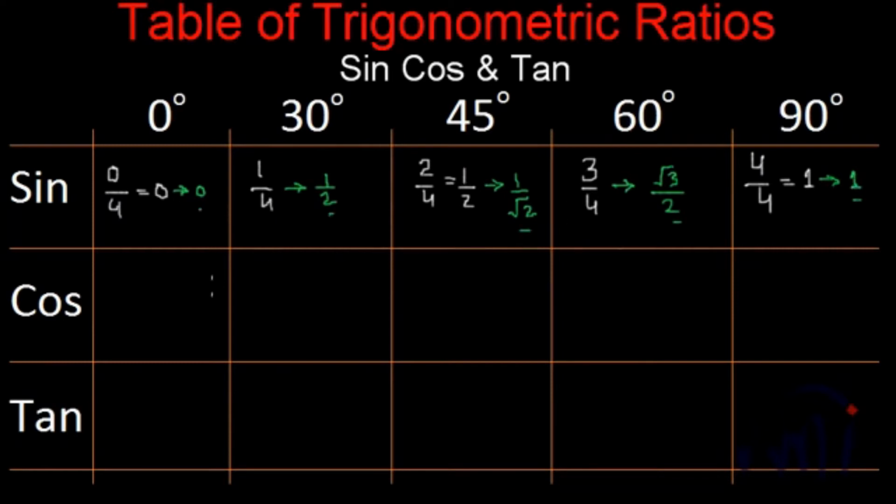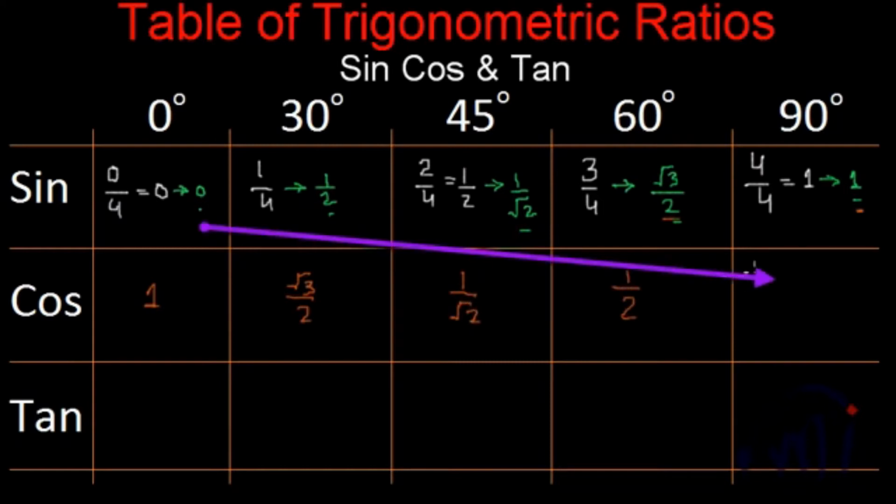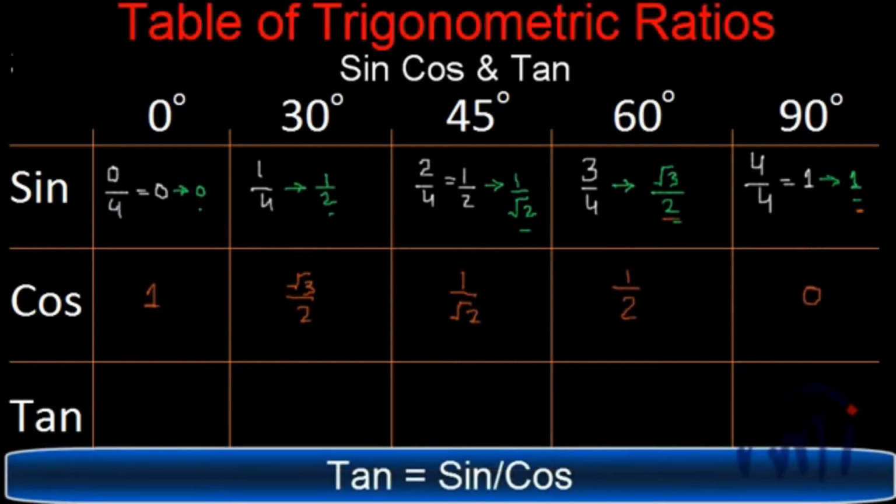And how to find the values of cos? You just write down all these values in reverse order. That means cos 0 will be equal to sine 90, which is 1. Cos 30 will be root 3 by 2. Cos 45 will be 1 by root 2. Cos 60 will be 1 by 2. And cos 90 will be 0. We know that tan theta is equal to sine theta by cos theta. So tan 0 will be 0. Tan 30 will be 1 by root 3, and so on.